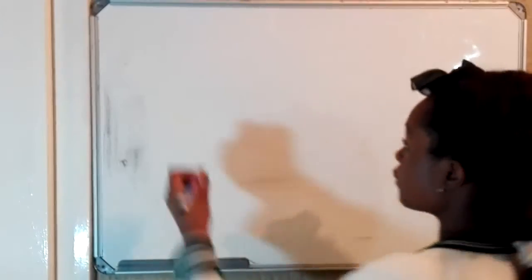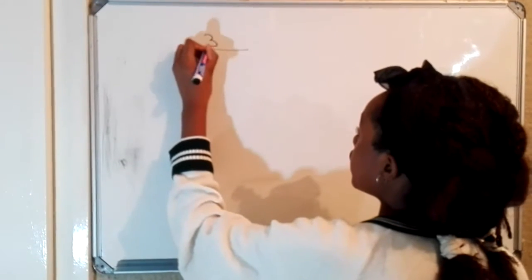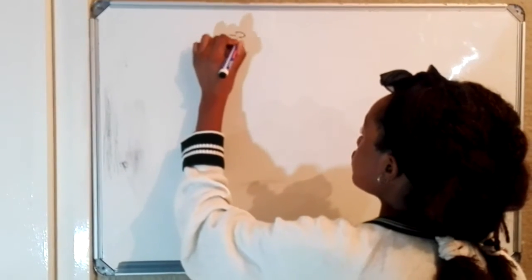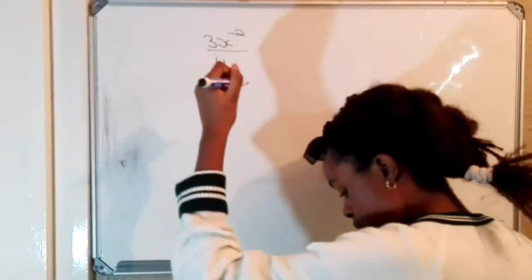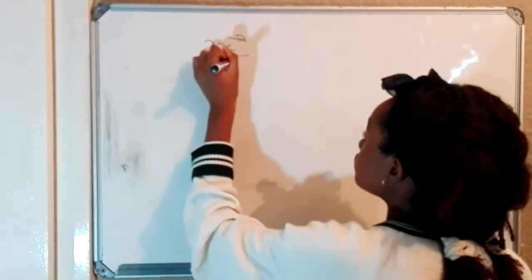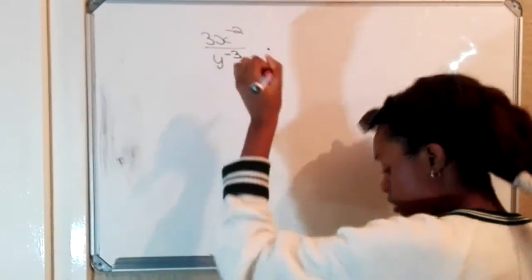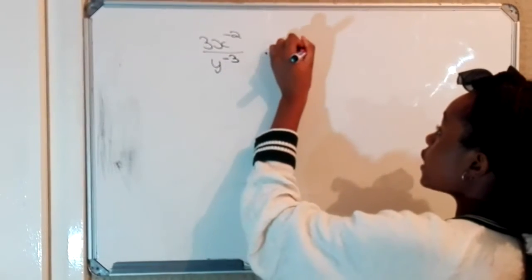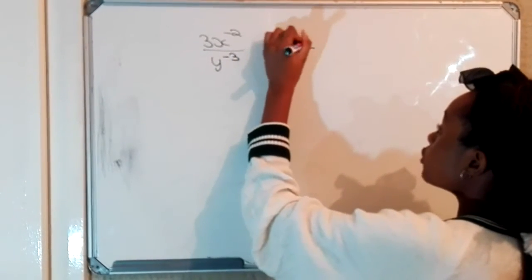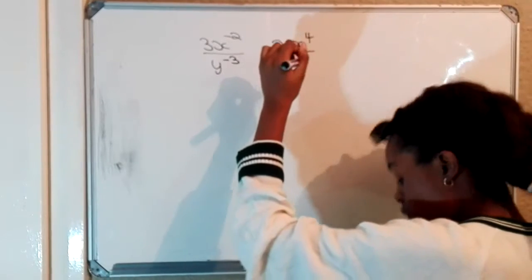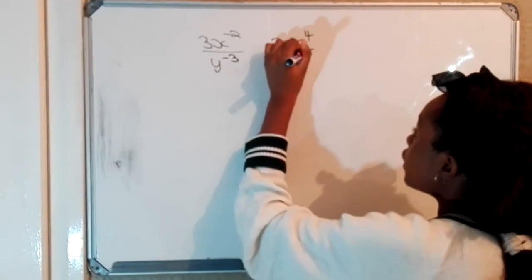Okay, say we have this one. Say we have 3x^-2 over y^-3 times 2x to the power of 4 over y to the power of -6.